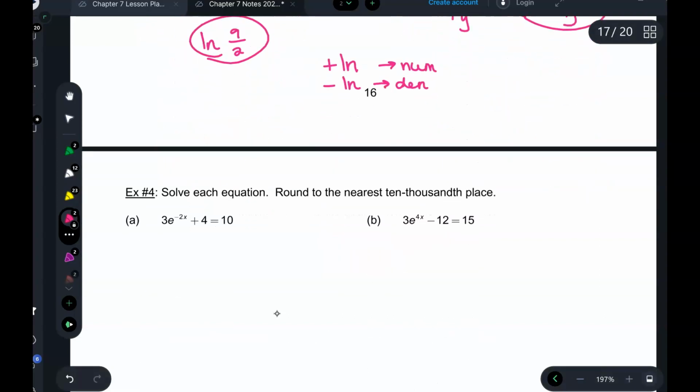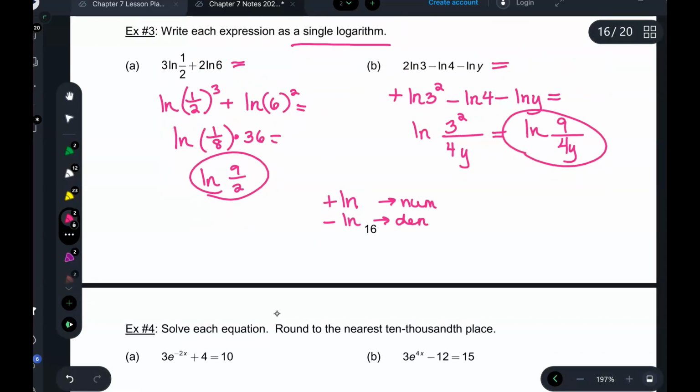Okay? All right. Calculators. Yes, we need our calculators. Good.